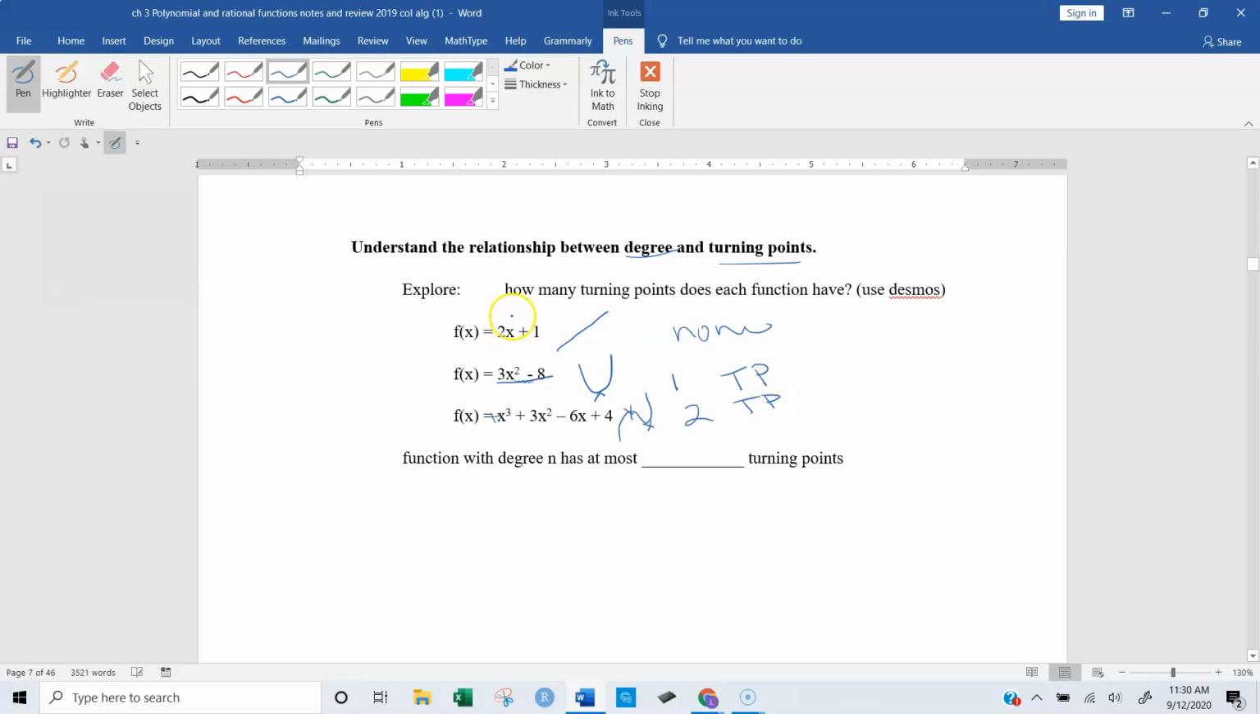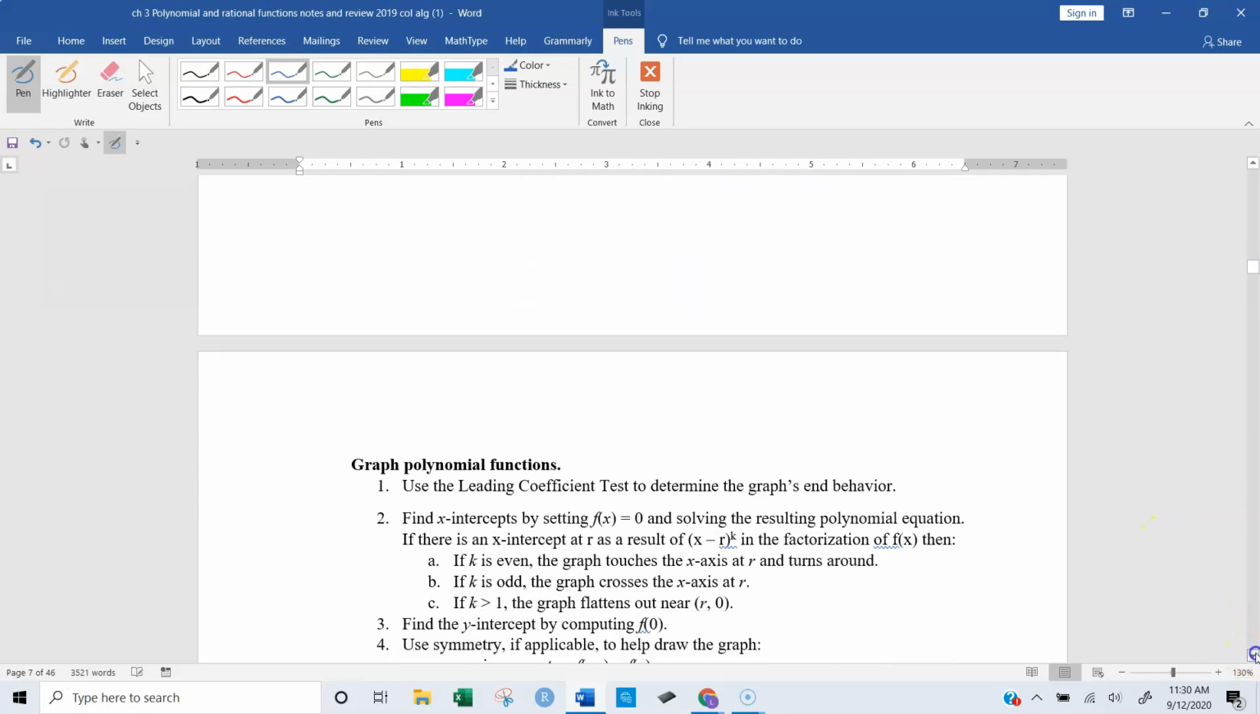So what is the relation between the degree and the turning points? 1 degree, no turning points. 2 degrees, 1 turning point. 3 degrees, 2 turning points. So if I have degree n, I have at most n minus 1 turning points. So there's always one less than what you start with.